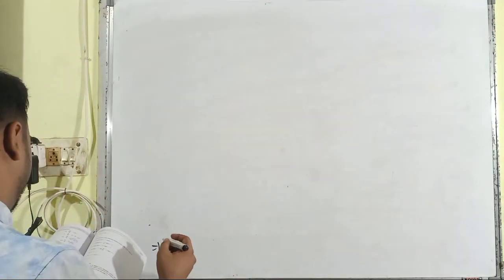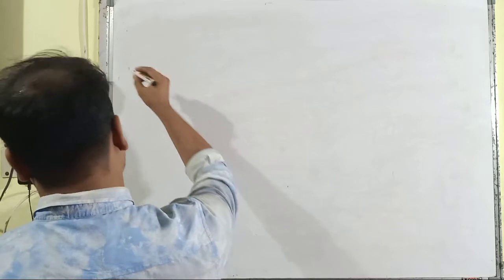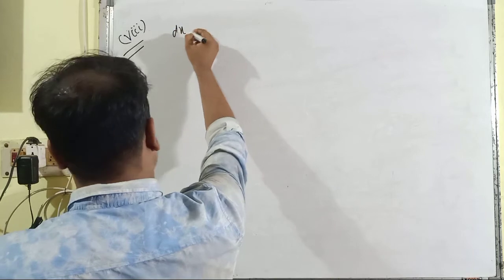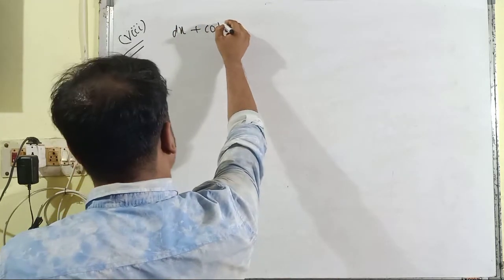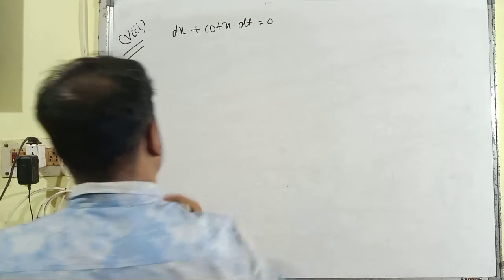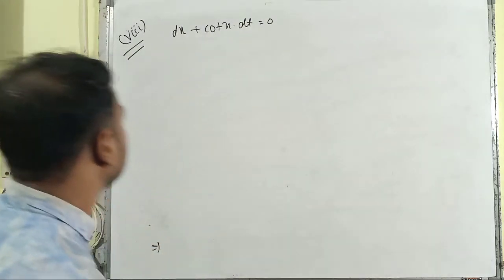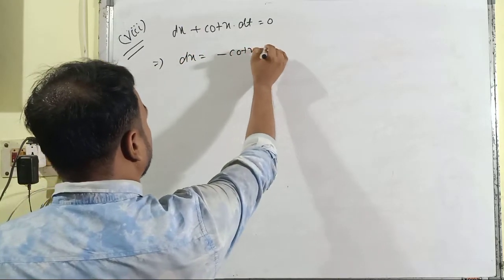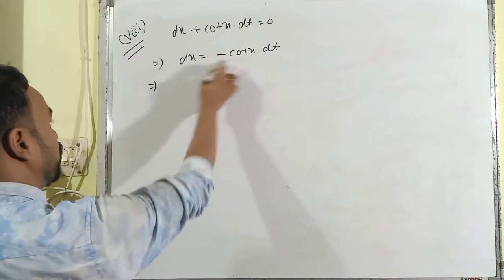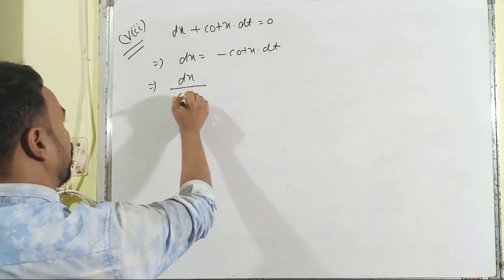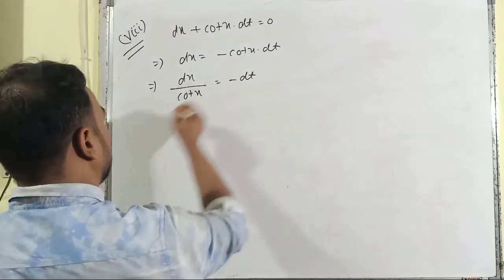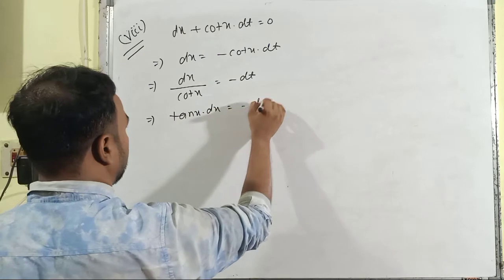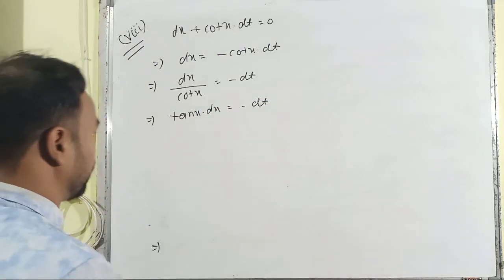Next, this is the last bit of number 4, that is the 8th bit of number 4, and the question is: dx plus cot x dt is equal to 0. So dx will be minus cot x dt, and then shifting the cot x term towards the left hand side, it will be dx of 1 by cot x, it is minus dt. Now simplifying, we have tan x dx is equal to minus dt, and then just integrating both sides.